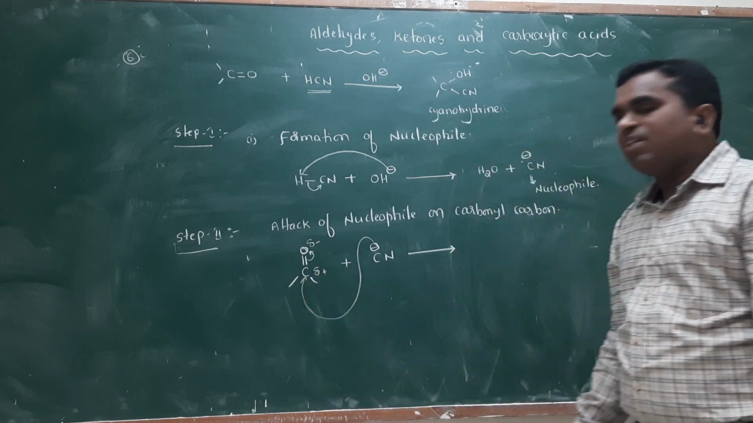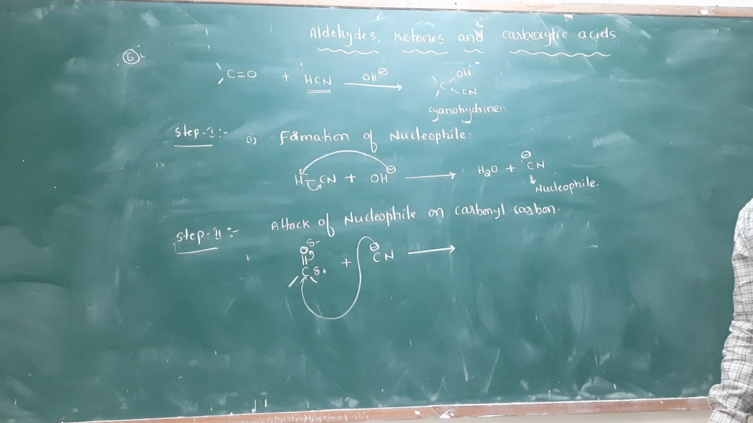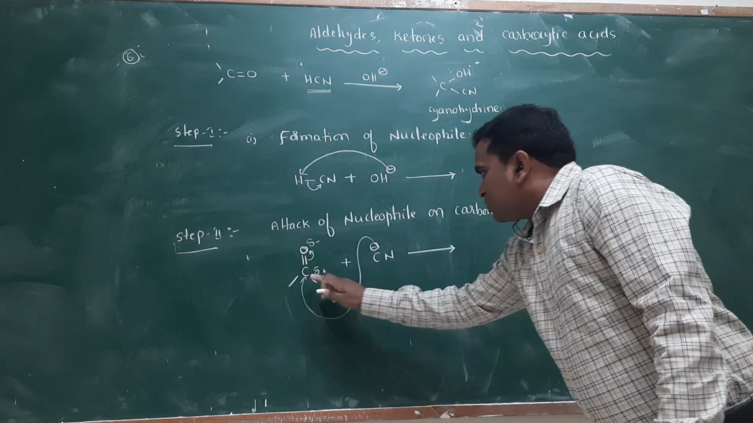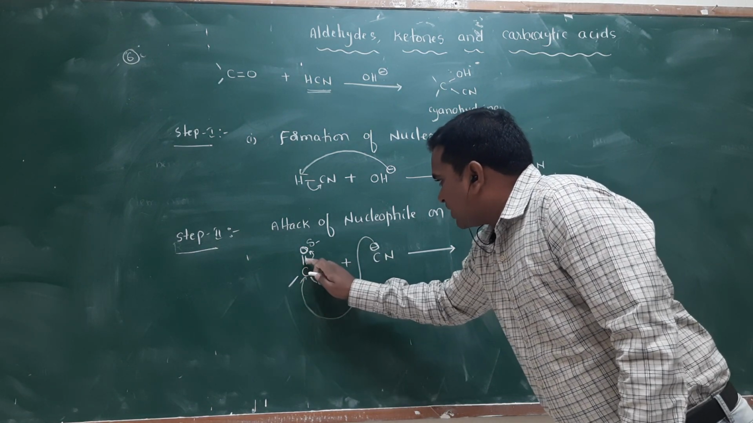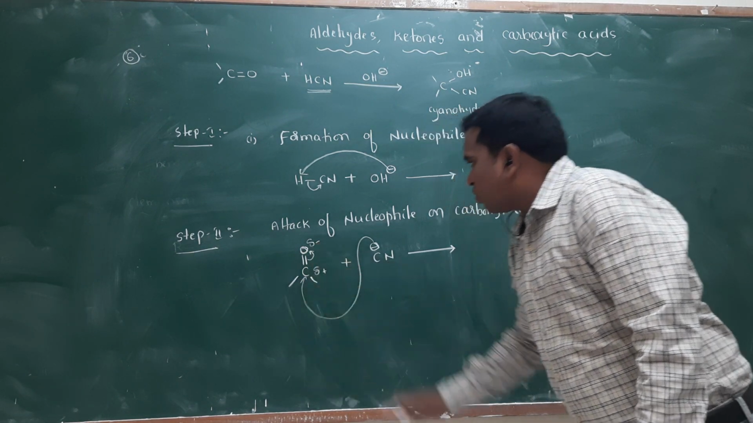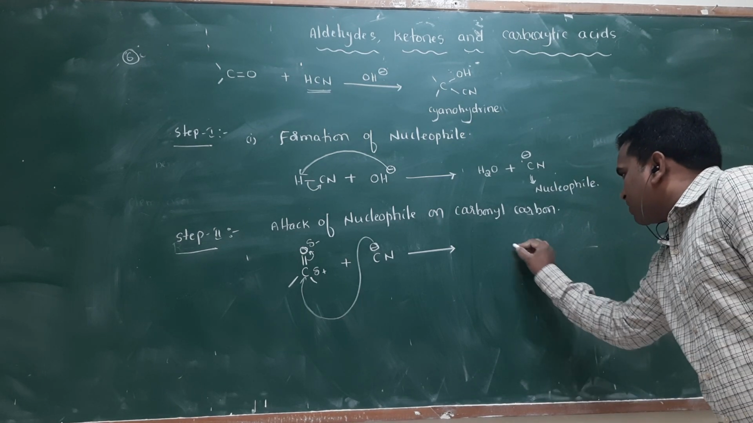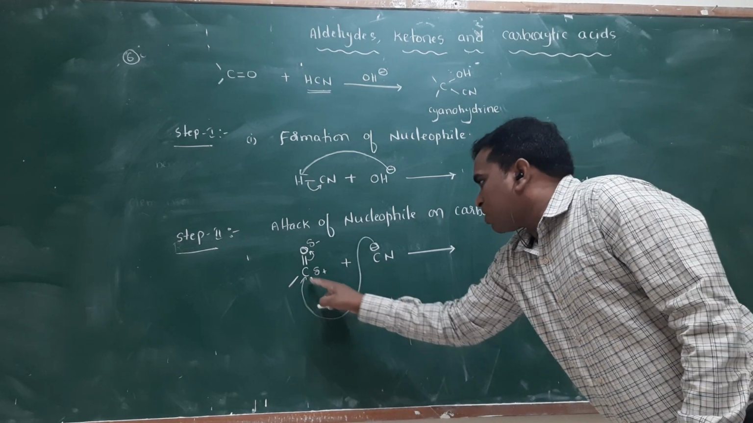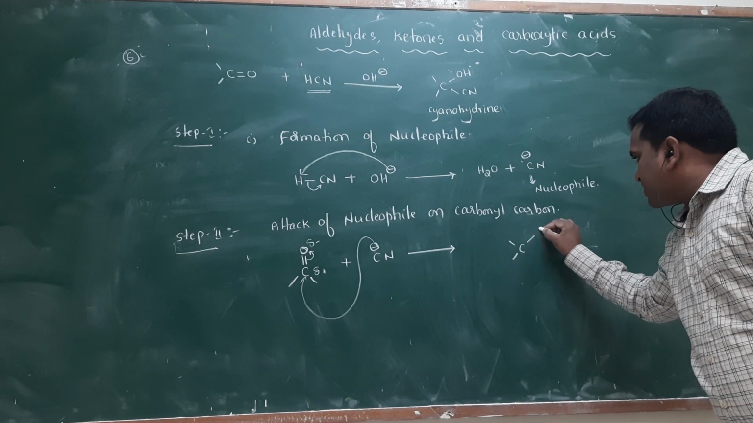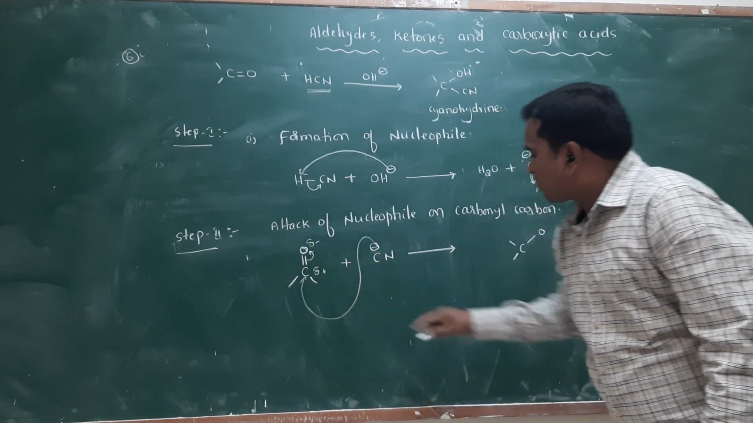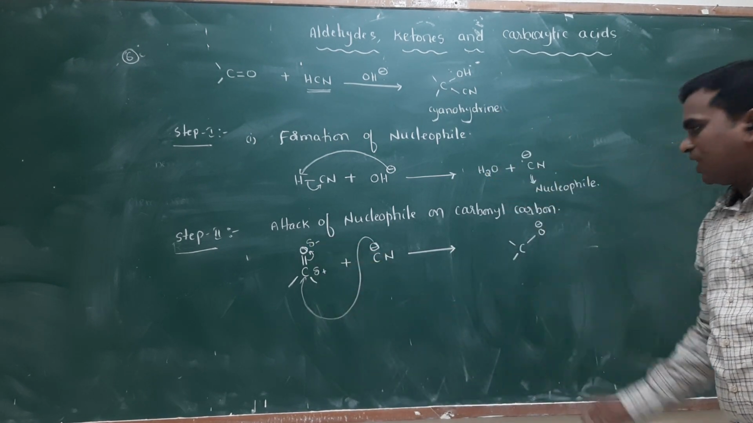Attack takes place. Negative will attack on the positive. Clear? Then what will happen? You see, when it attacks on the carbon, this bond electron will shift towards the oxygen. Then what will you get? You see, this is two bonds on the carbon. One is oxygen. Oxygen gaining electron means charge, negative.